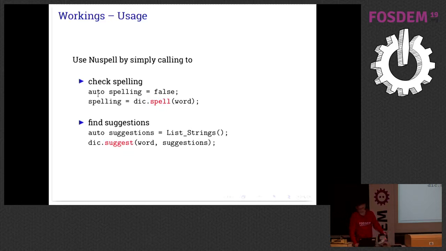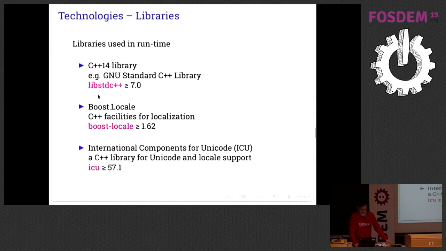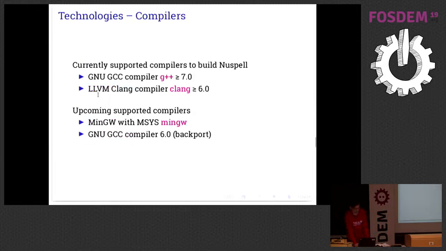So where can you use that stuff? Well, currently we use the G++ and the Clang compilers. And we're also going to support MinGW and some backporting to the older C++ compilers.